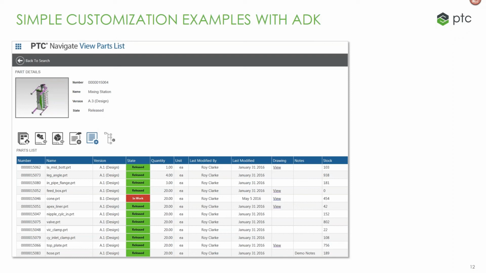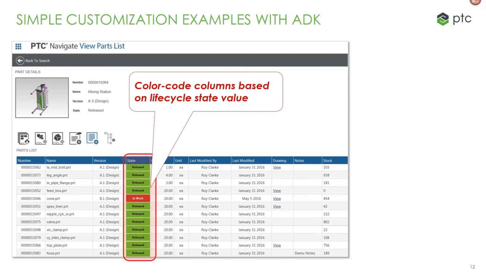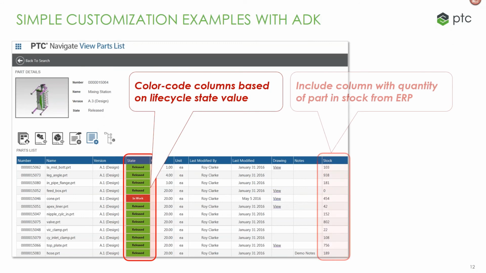In this particular example, we are showing you how to enhance and augment the PTC Navigate View Parts List app and add color coding to the lifecycle state column based on the state that a part is in. You could also add additional columns of information, such as the inventory available for a part, querying data from ERP. You don't necessarily need to develop a custom app from scratch using the Application Development Kit, but you can certainly do that as well.